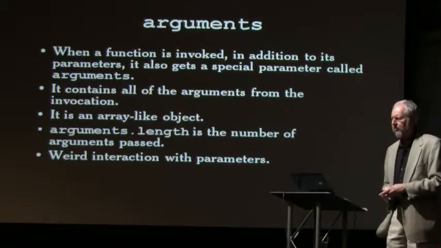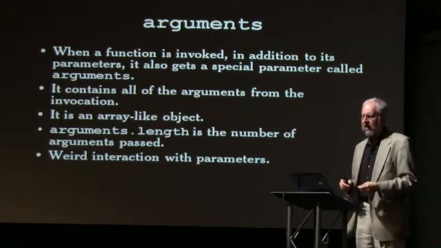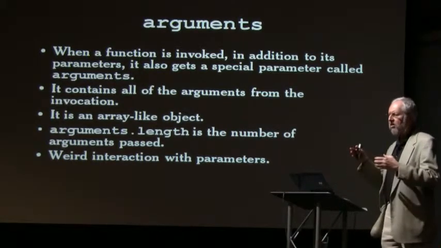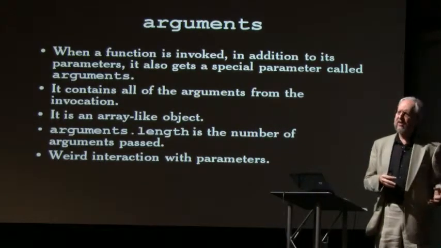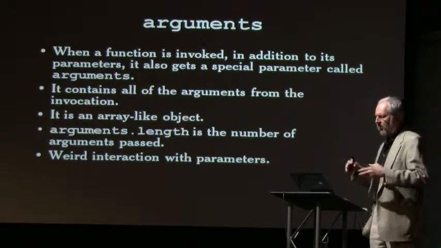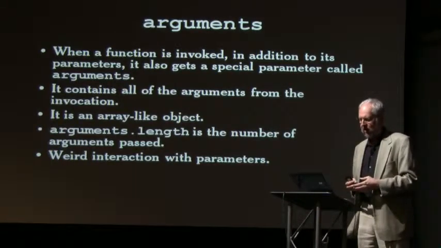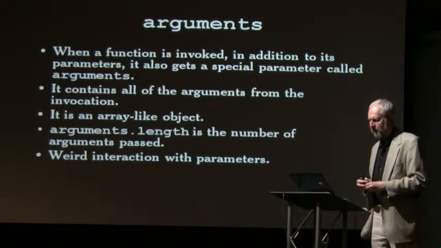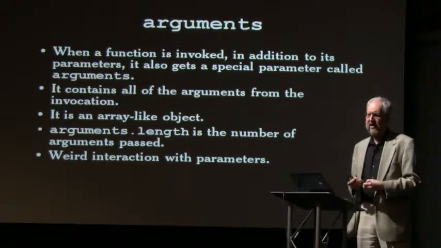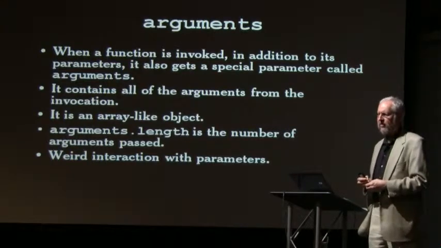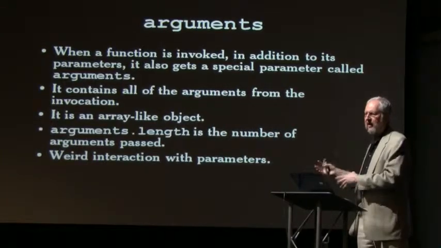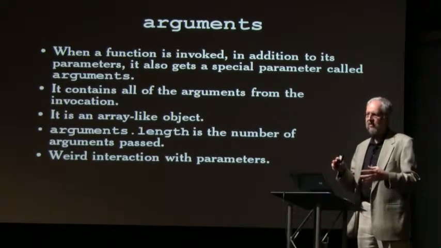So let's look at arguments first. When a function is invoked, in addition to the parameters that it declares, it also gets a special parameter called arguments. And it contains all of the arguments that were actually specified in the invocation. It's an array-like object, but it is not an array, which is unfortunate, and I'll show you some examples of why that's unfortunate.